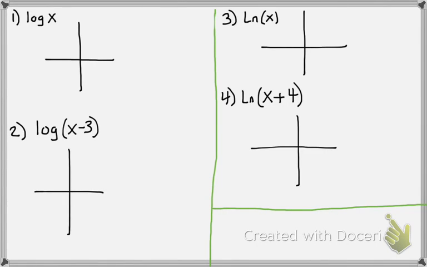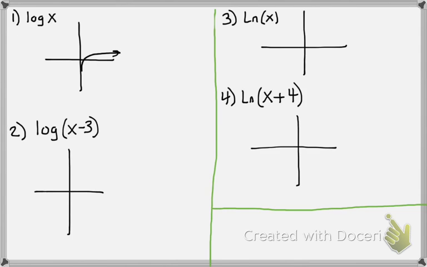Section 4.3 starts talking about logs or logarithmic functions. So 1 through 4 says graph the following functions and state their domain. If you go to your y equals and type in log of x, then the graph should look kind of like this. And it doesn't need to be perfect, so that's okay.